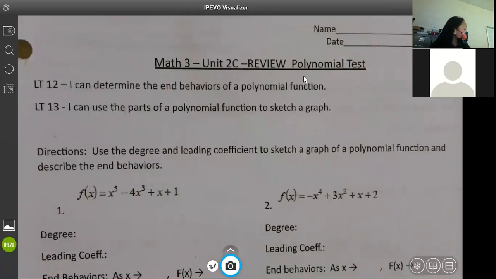Remember that you guys have a test tomorrow, okay? I want you to do it tomorrow. I do not want it done Thursday or Friday. I want it done tomorrow. Is everybody good? It's going to look pretty much just like this review, okay?